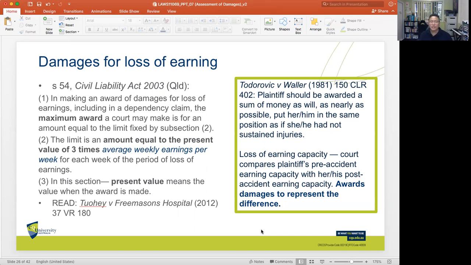But we do know that under Section 54, there's a limit in the amount of damages for loss of earning. So again, remember that in the case of Todorovic versus Waller, in terms of trying to determine the cost of the loss of earning capacity, the court compares the plaintiff's pre-accident earning capacity with his post-accident earning capacity, and the damages are awarded to represent the difference between the two.